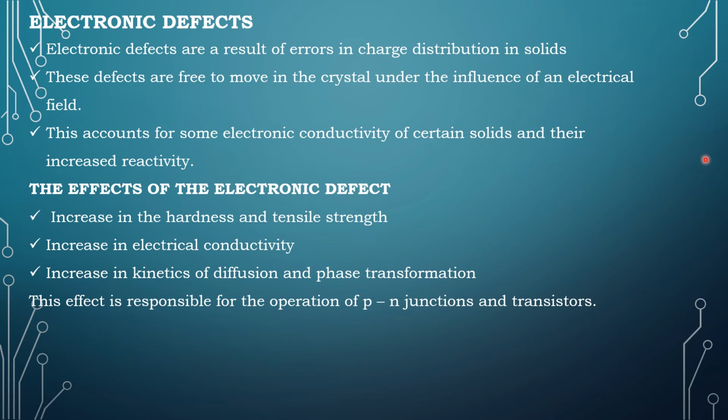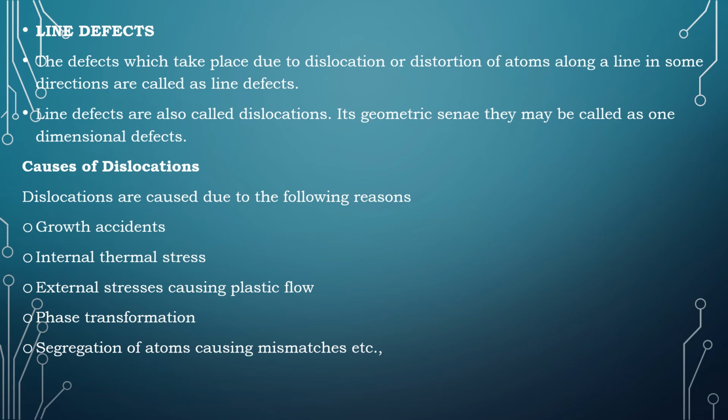The effects of the electronic defects are that they increase the hardness and the tensile strength. There may be an increase in the electrical conductivity, and an increase in the kinetic diffusion and phase transformation. This effect is possible for the operation of the PN junctions and transistors. The next one is the line defect.